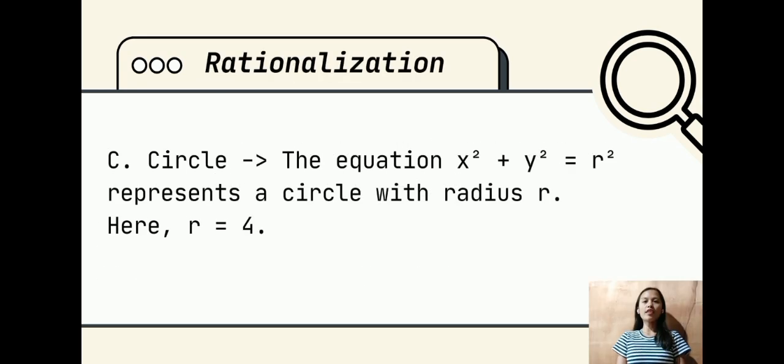The correct answer is D, circle. The equation x squared plus y squared is equal to r squared represents a circle with a radius r. Here the radius r is equal to 4.